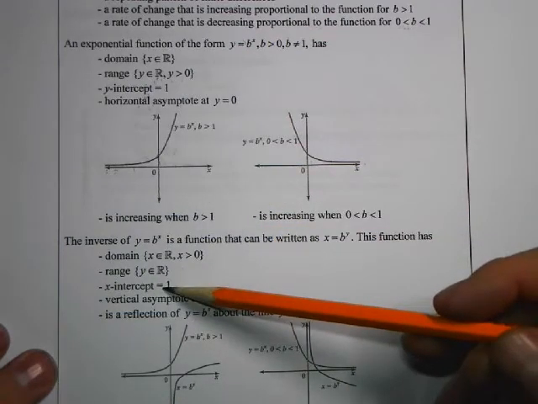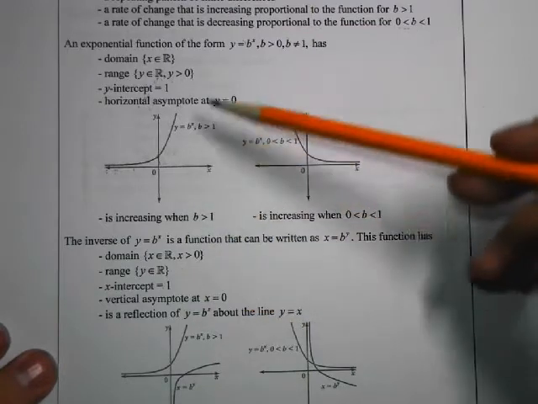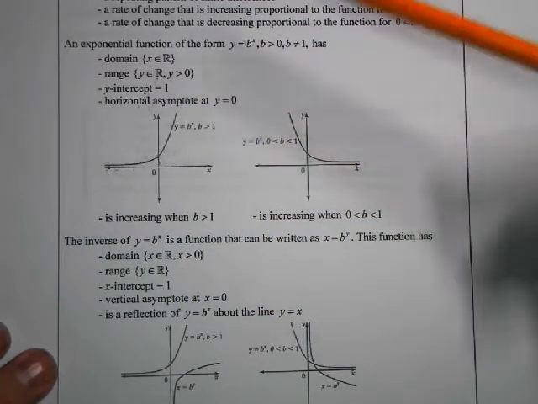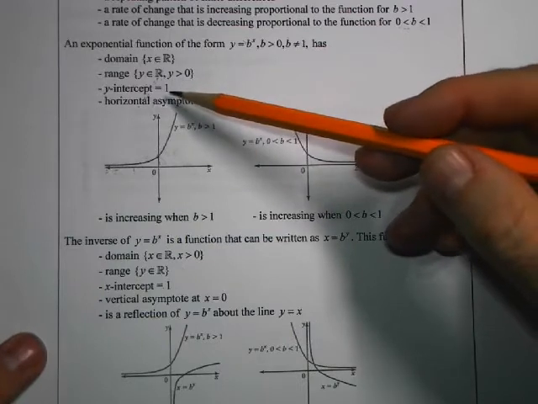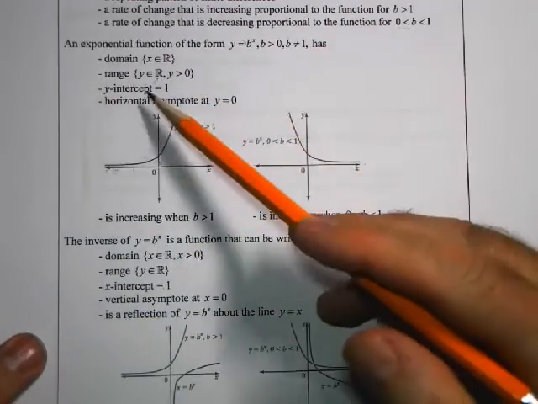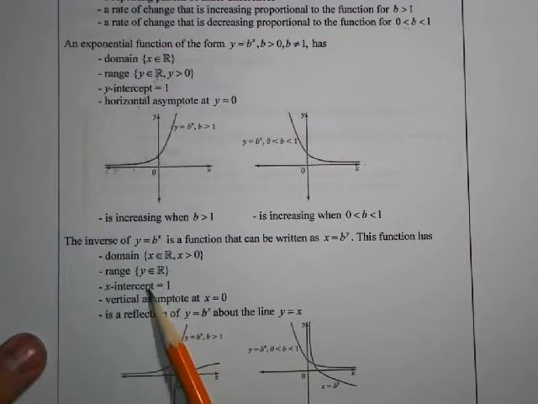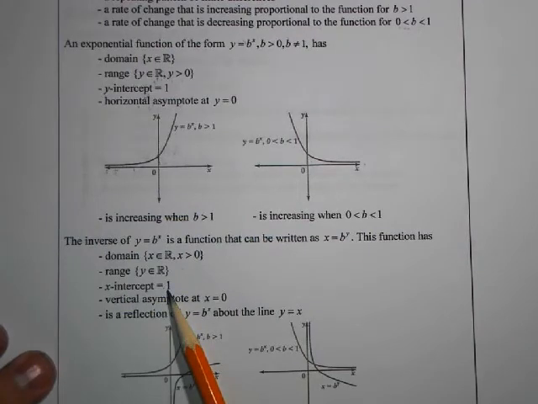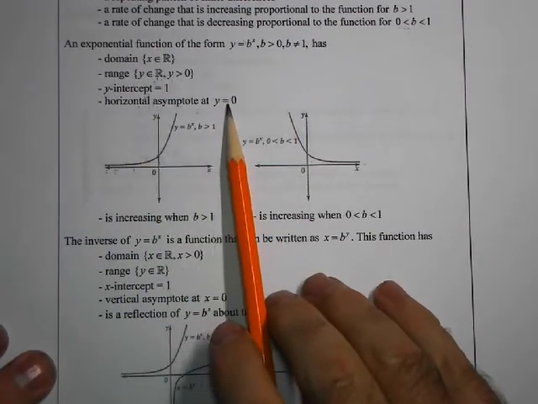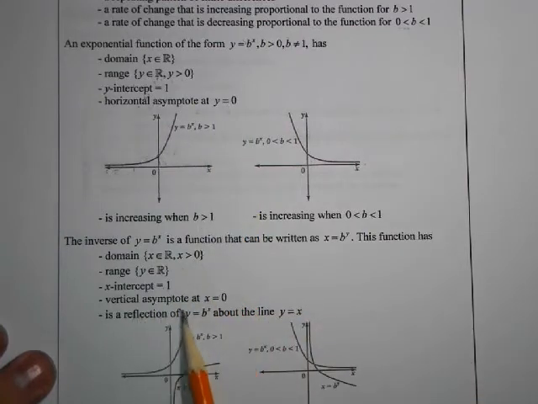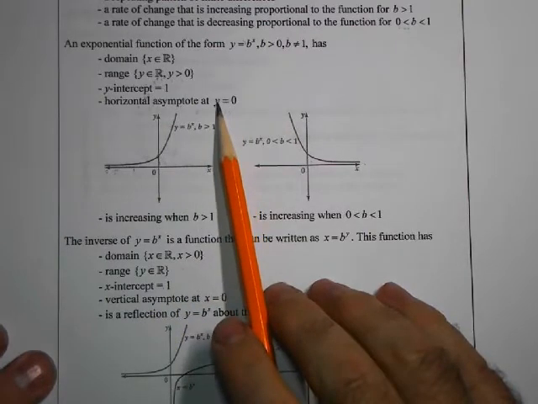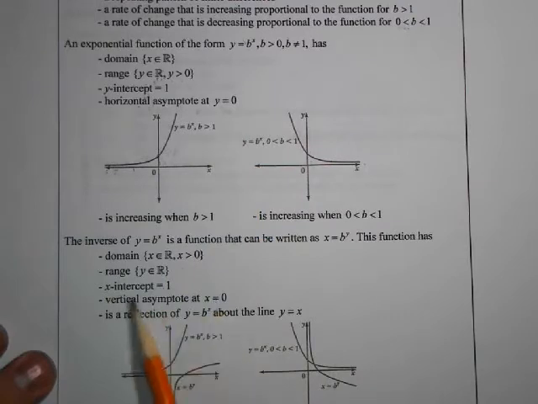Now, x-intercept: remember we said with the exponential function there was no x-intercept, but there's a y-intercept of 1. Well, when we flip it, it becomes an x-intercept of 1. Just change the variables. We had a horizontal asymptote at y equals 0. The asymptote changes to x equals 0, which means it's now a vertical asymptote. And like I said before, the inverse function will be reflected across the line y equals x.